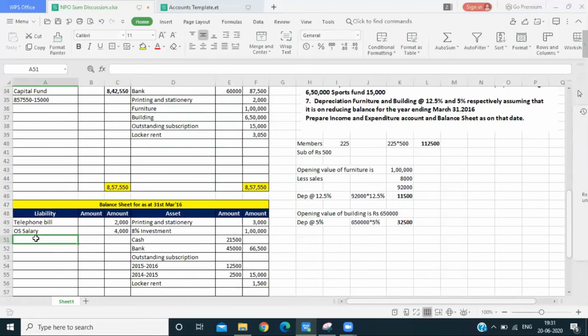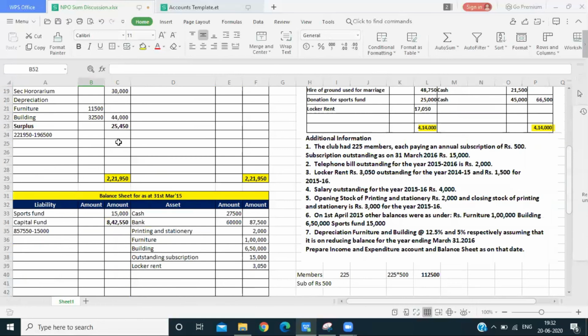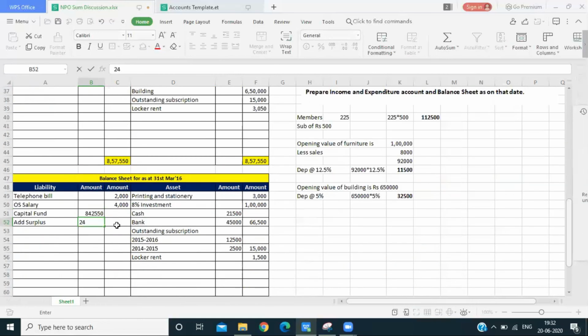So this capital fund has to be shown in the closing balance sheet, and we will make some adjustment, that is we will add the surplus amount along with the capital fund in order to find the closing capital fund. So my capital fund is rupees 8,42,550. Along with the capital fund we have to add the surplus. So our surplus will be rupees 25,450. So when we add this, the closing capital fund will be 8,68,000 rupees.